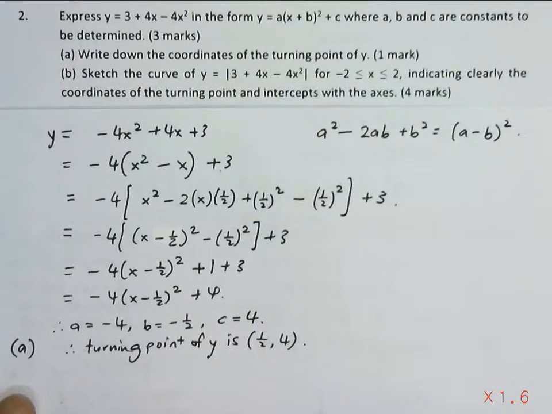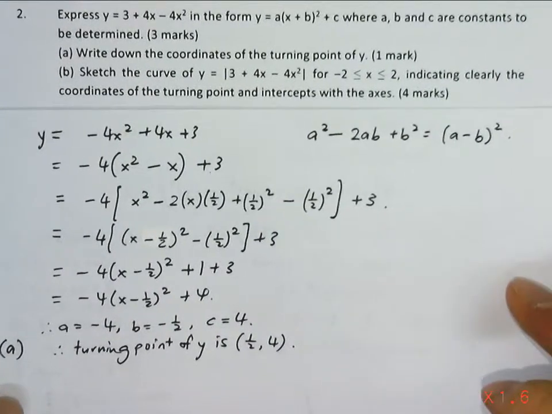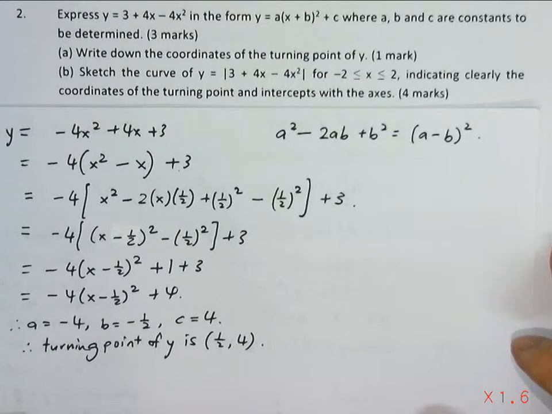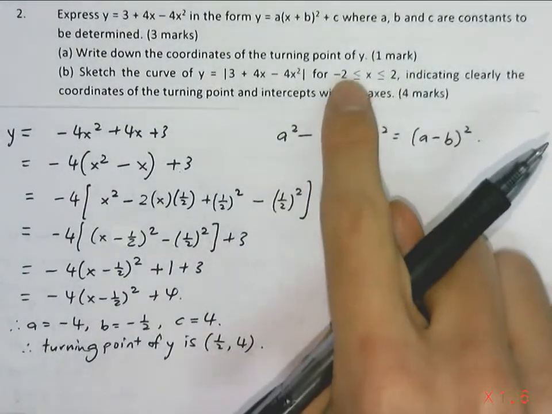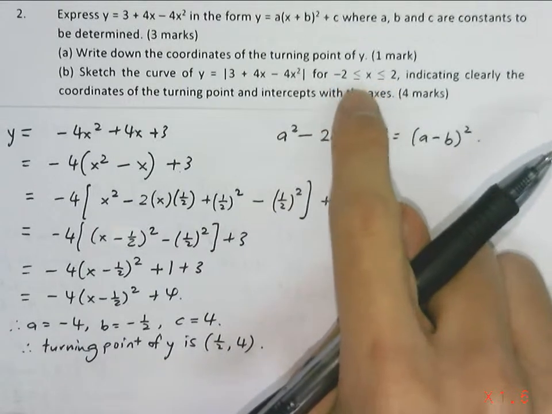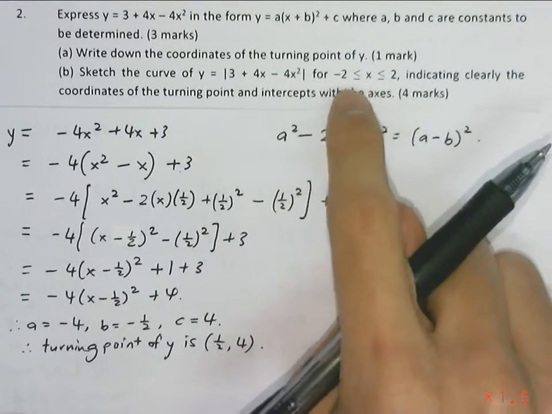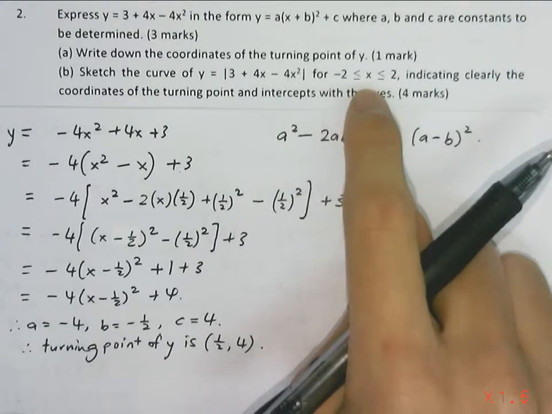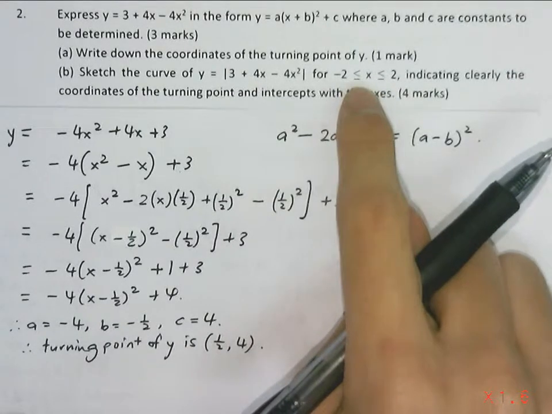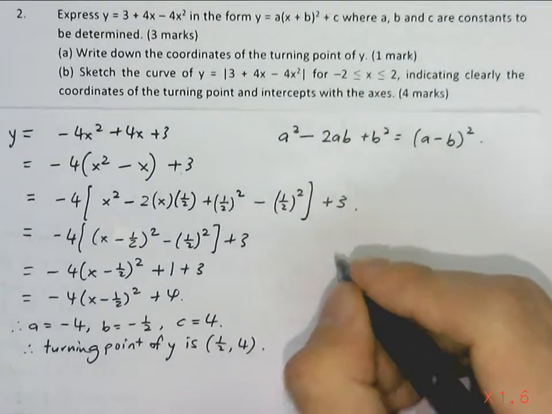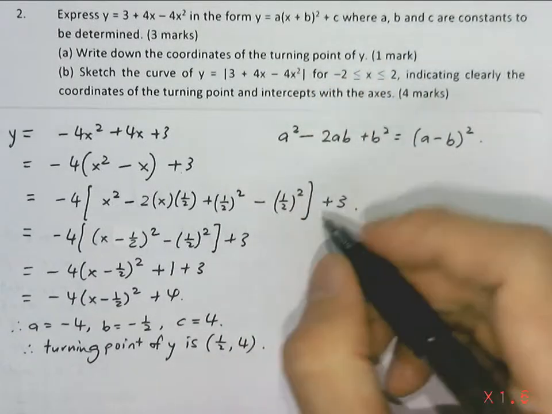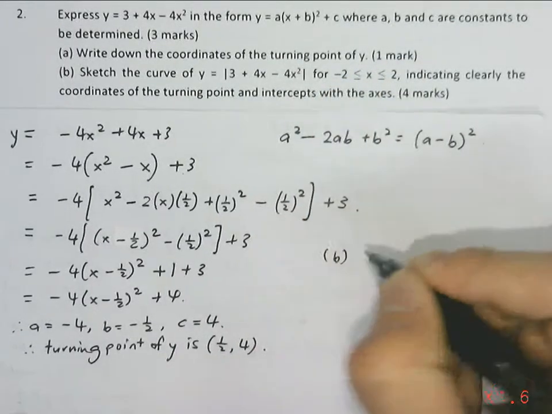Part B requires us to sketch. Now, before we sketch, we need to find quite some information about the curves. First of all, we look at this range. So this determines the range of the x that we need to draw for our graph. Similarly, this can also be used to determine the range of y. So we call them the lower limit and the upper limit. So for part B, we find the lower limit first.